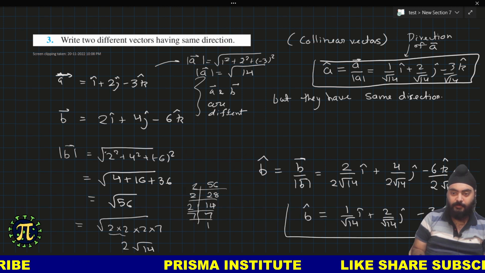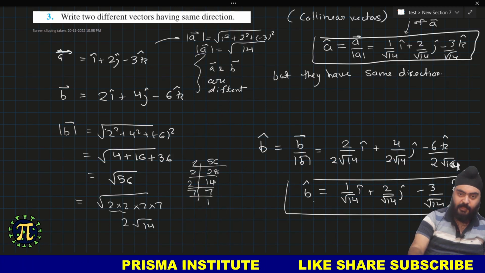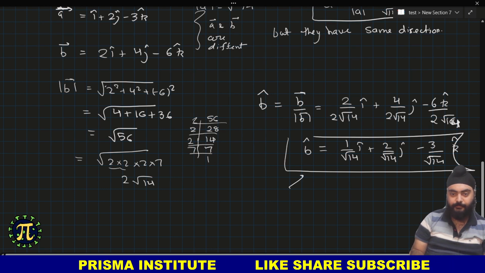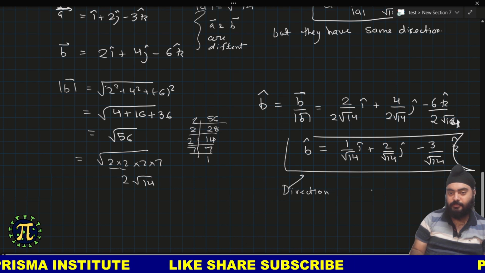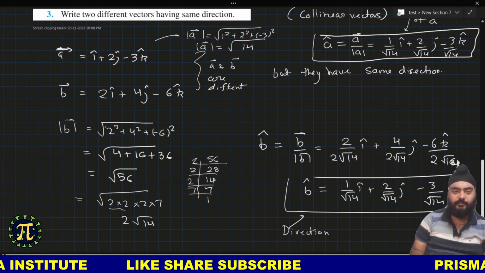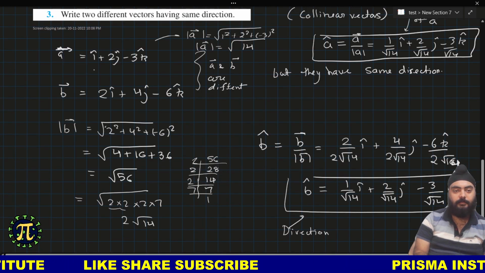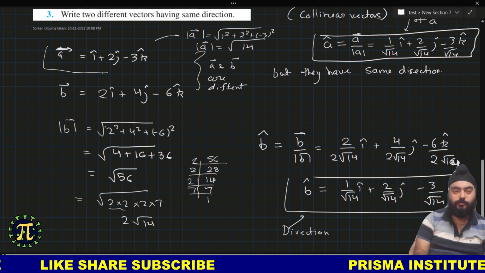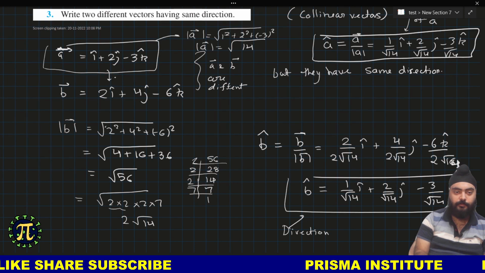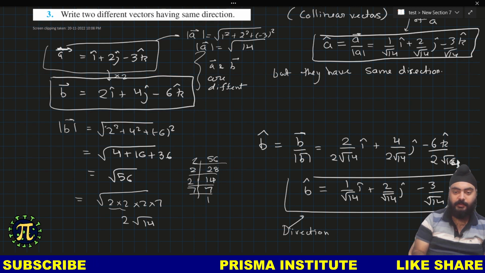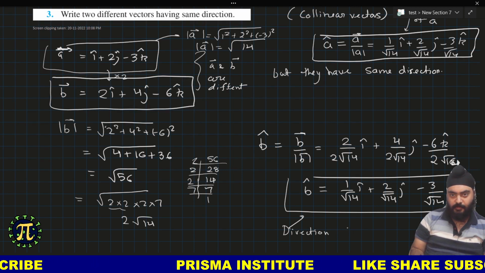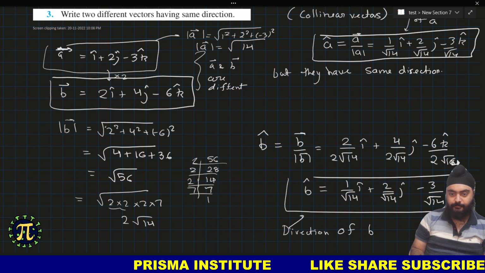So we get the same number. So this is the direction of B vector, right? So since they have the same direction, this is just a check. All you have to do is multiply the number 2 or 3 with any vector you choose. So I chose to multiply with 2. So these are two vectors having the same direction, but they are different, right? So this is the direction of B vector.